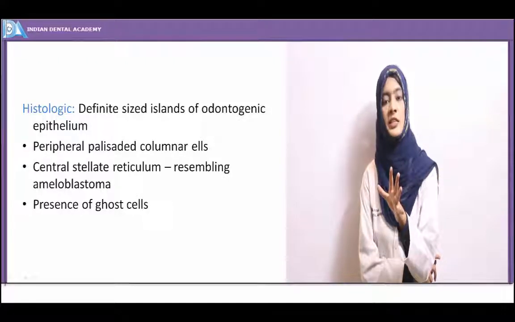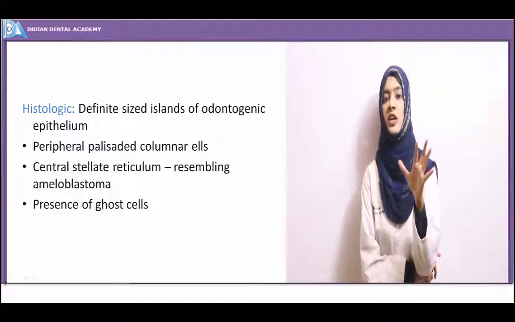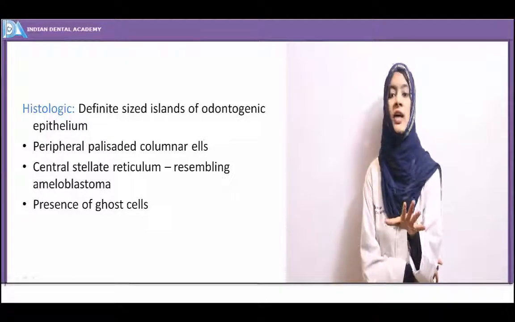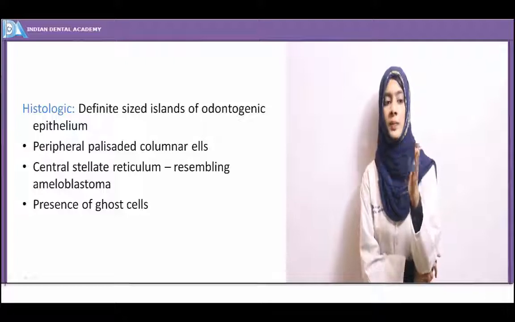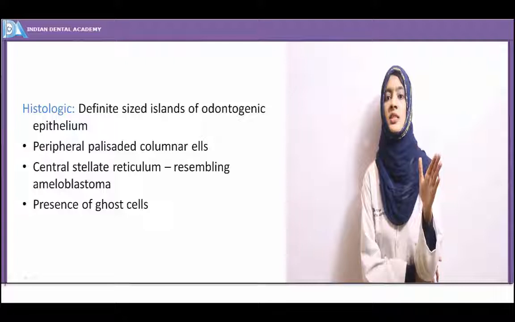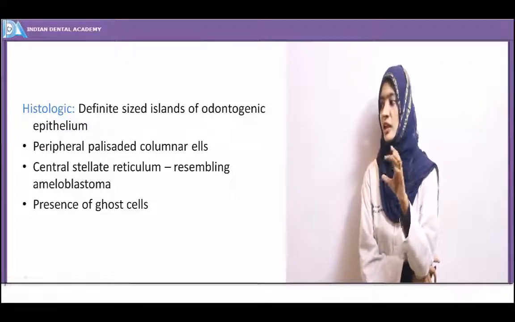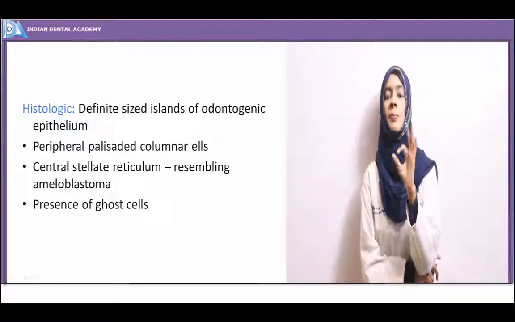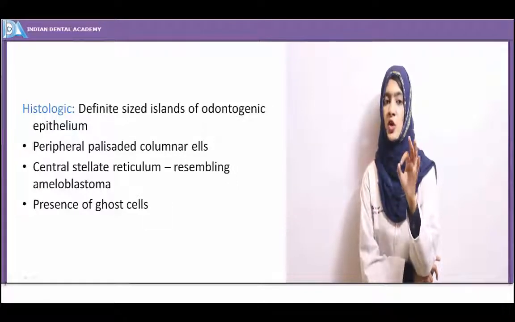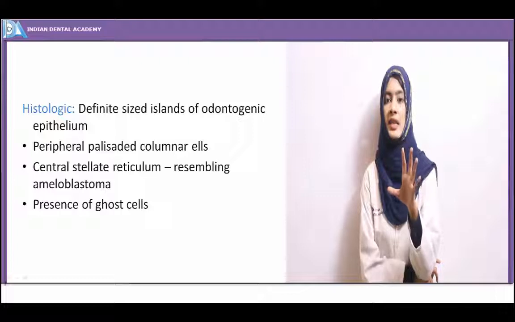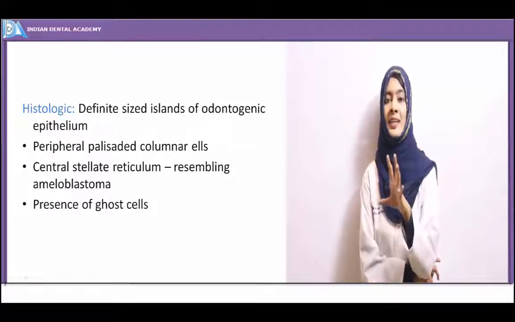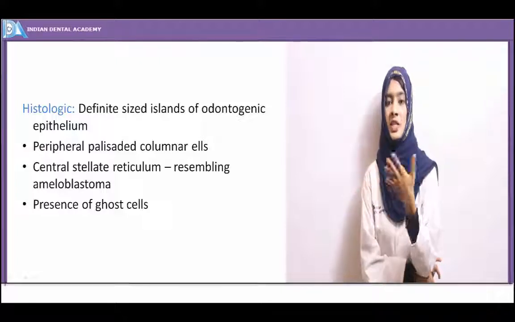and these odontogenic epithelium show the peripheral layer of columnar cells which are palisaded with hyperchromatic nuclei, and within this peripheral layer, islands of cells are present. Peripherally columnar cells are present. Centrally there are stellate reticulum-like cells, thus resembling the ameloblastoma cells. Within this central stellate reticulum-like cells, few of the cells undergo keratinization, giving the appearance of ghost cells or empty cells when observed under H&E staining.